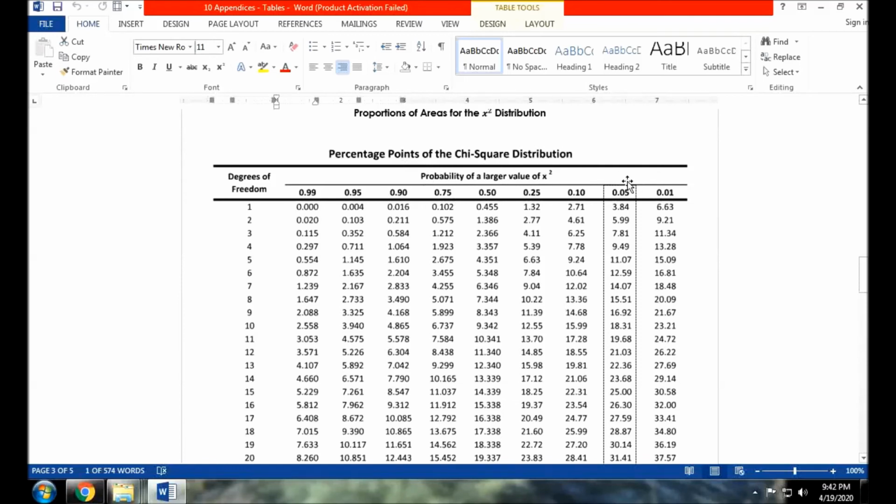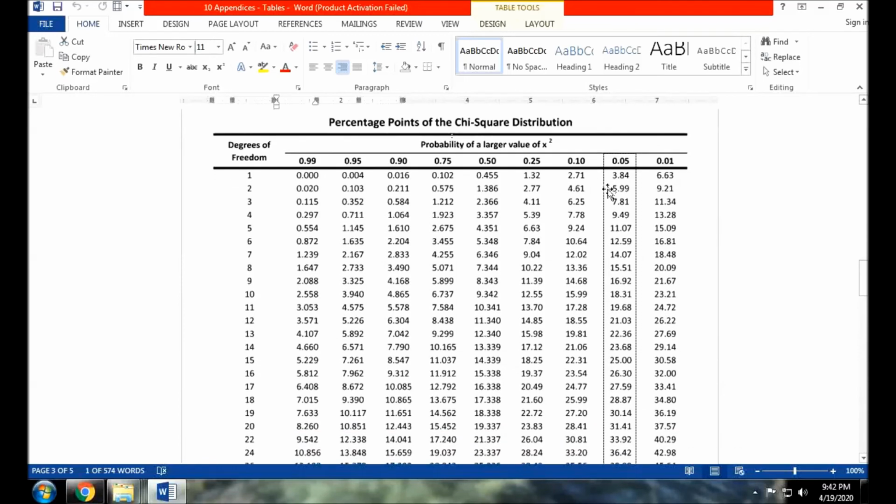So this is the table. Two values are already given. Our degree of freedom, which we previously computed, came out as 2. Then the level of significance is always 0.05. Simply align them, and the x squared tabulated value that comes out is 5.99.